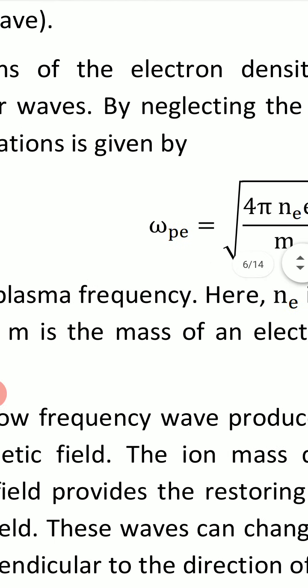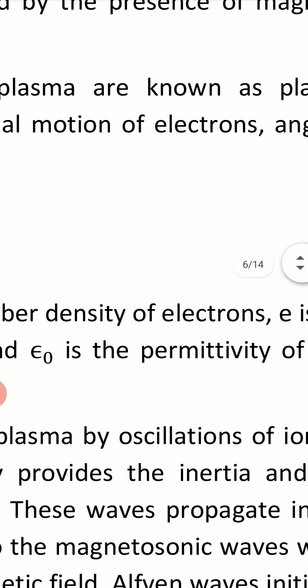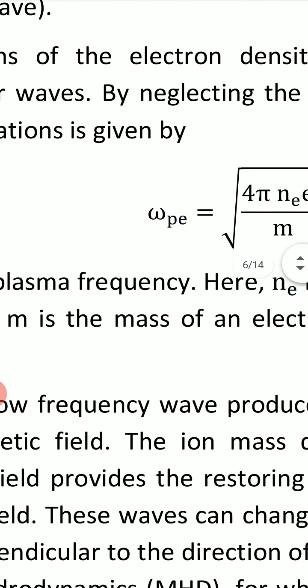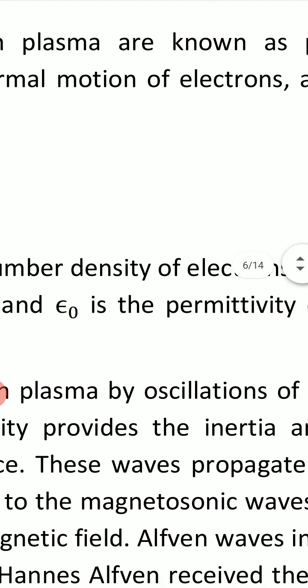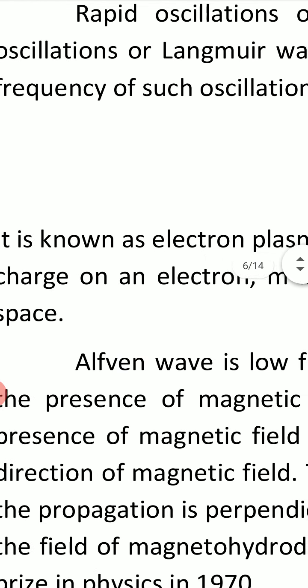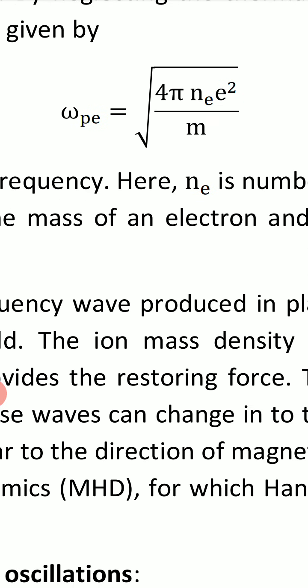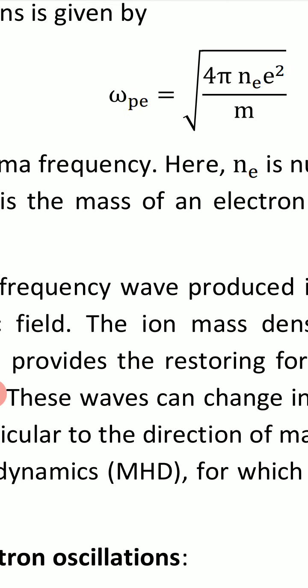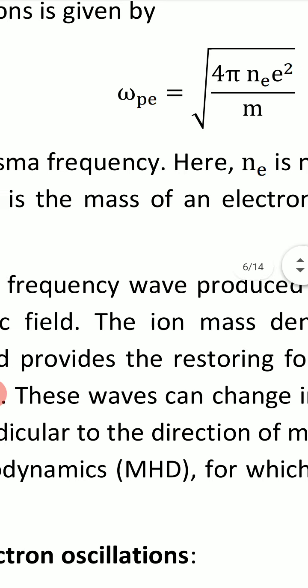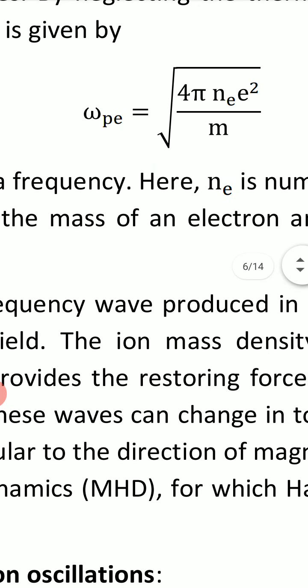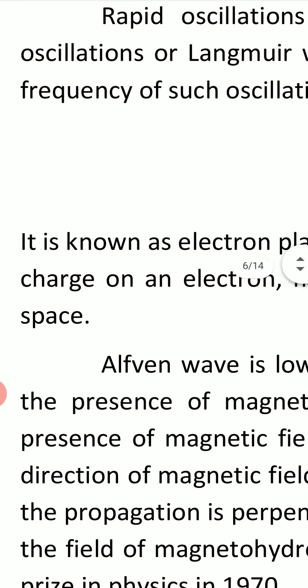Rapid oscillations of the electron density in plasma are known as plasma oscillations or Langmuir waves. By neglecting the thermal motion of electrons, the angular frequency of such oscillations is given by omega_pe equal to under root 4 pi N_e e squared upon m. Omega is angular frequency and pe is for electron plasma frequency. e for electron, p for plasma.